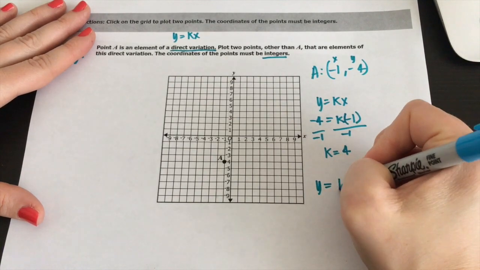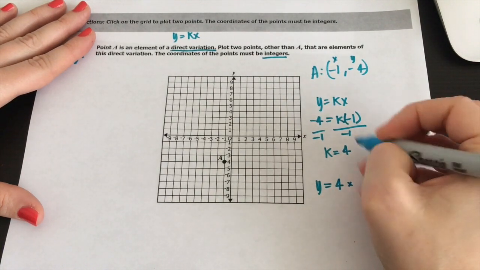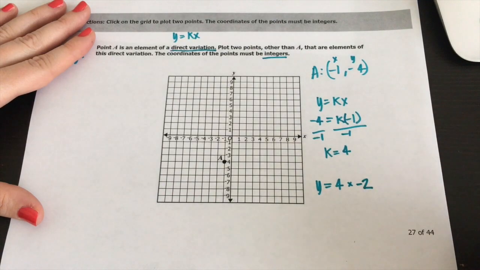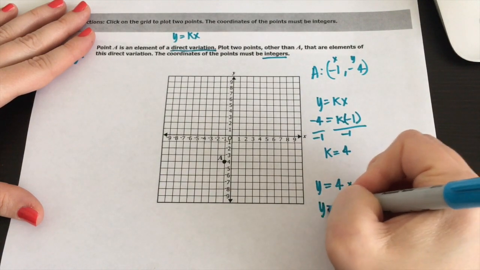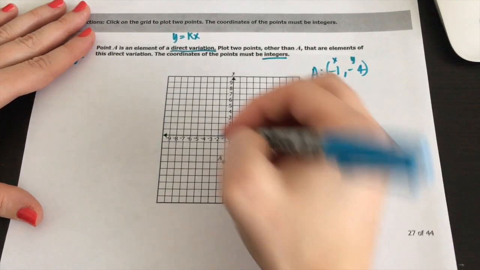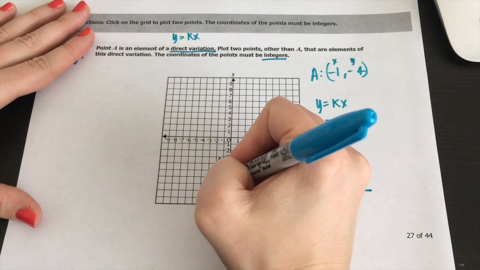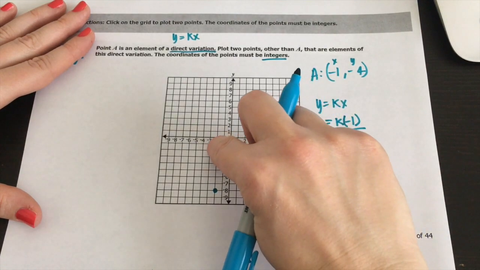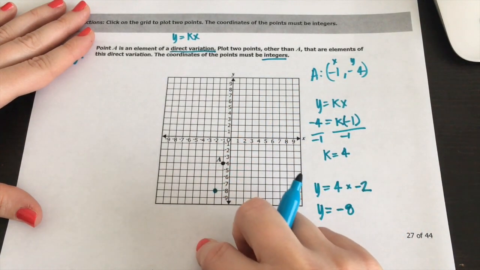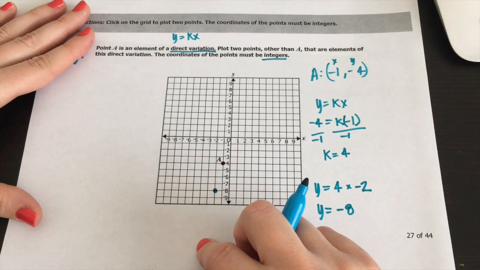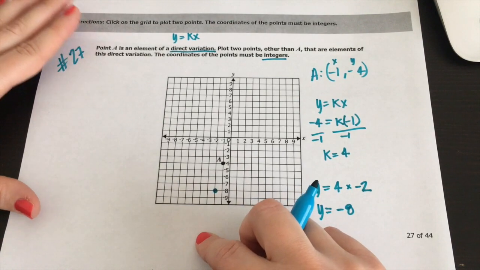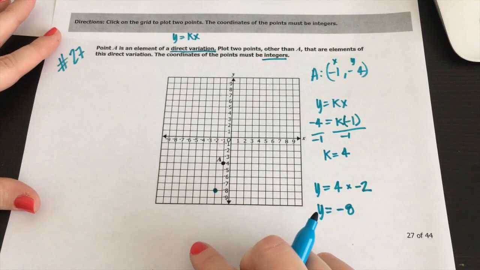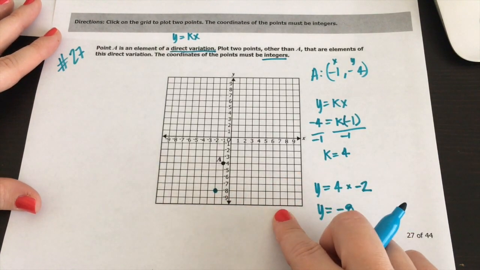y is equal to 4 times -2, right? 4 times -2 is -8. So we would say (-2, -8). Now, we can't go any further this way because we're going to go off the graph. Do you see that? So that wouldn't be an option. When you're taking your SOL test, you can't choose something that's not on the graph. So we need to go the other way.